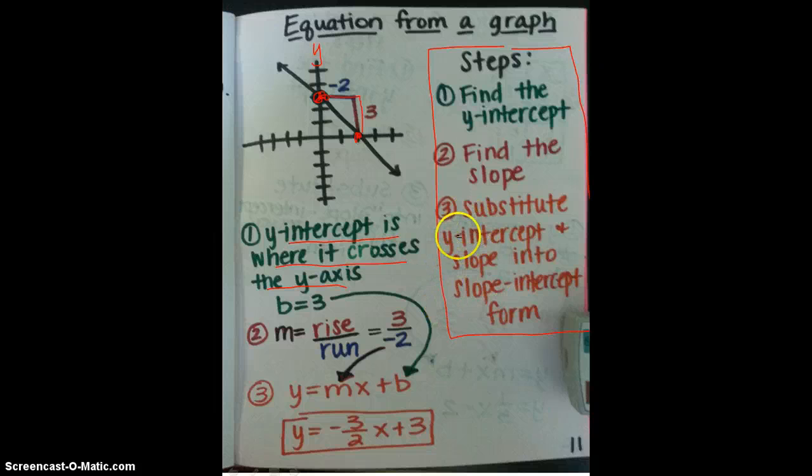Now step 3 says to substitute the y-intercept and the slope into the slope-intercept form. Remember, slope-intercept form is y equals mx plus b. So we're going to take our slope, plug it into m, take our y-intercept, which is our b, and plug it into b. And so our answer is y equals -3/2 x plus 3. So you're going to find the y-intercept, find the slope is step 2, and then we just substitute it into y equals mx plus b.